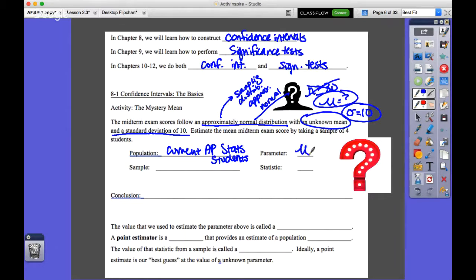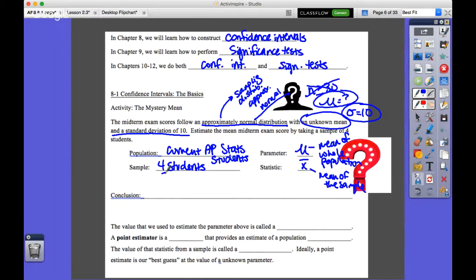The parameter, because it's about my population, will be mu, and this is the mean of the whole population. You know that. Now, when we talk about a statistic, this is x bar. This is the mean of the sample, and we can find that because the sample is taken of 4 students. So the sample would be 4 students. Someone asked me earlier, which I thought was really good, that the 4 is the sample size. 4 students is my sample. So just a heads up there.